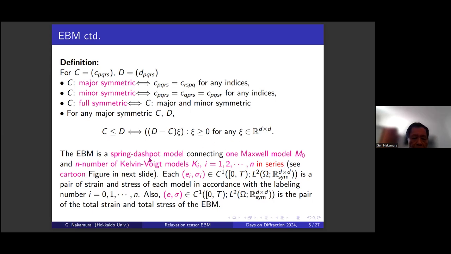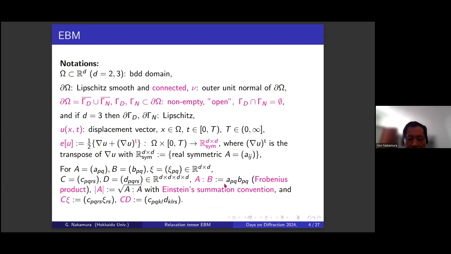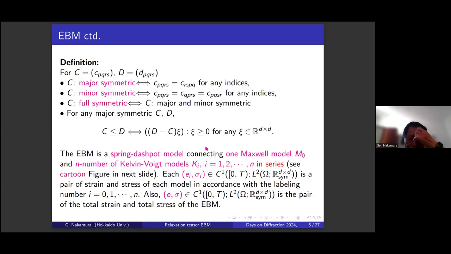Then, what is the EBM? It is a spring dashpot model. Excuse me, what is the double dot? Is it a scalar product of vectors, or what is that? Previous slide. The double dot, this is a Frobenius product. I see. Okay. Sorry about too many notations.